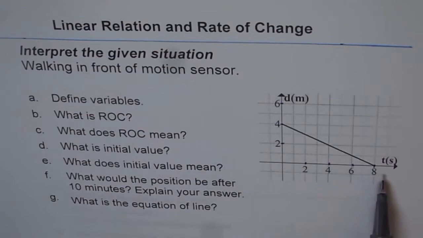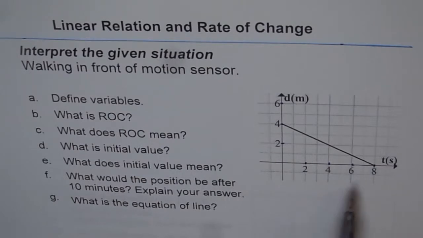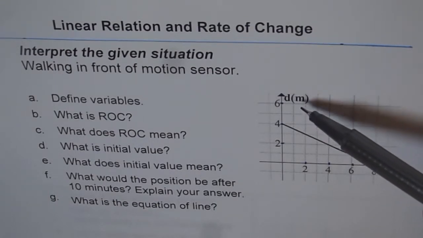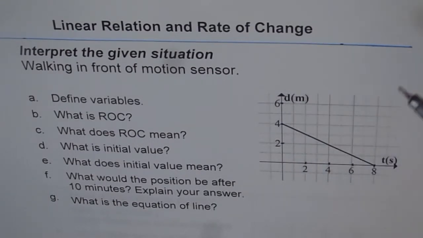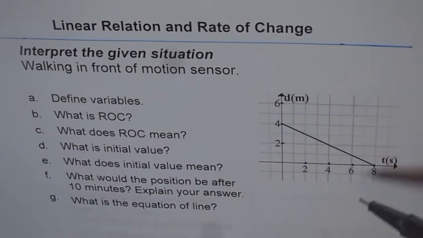So here we have a graph which shows distance with time. Time is in seconds and distance is in meters. Time is the independent variable along the horizontal x-axis and distance is the dependent variable along the vertical y-axis. As you see in the graph, the line is sloping downwards and the distance is decreasing with time. So once you get all these things, then you can think about a situation and make a story, correct?